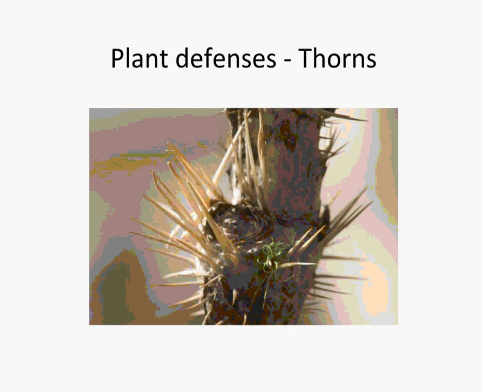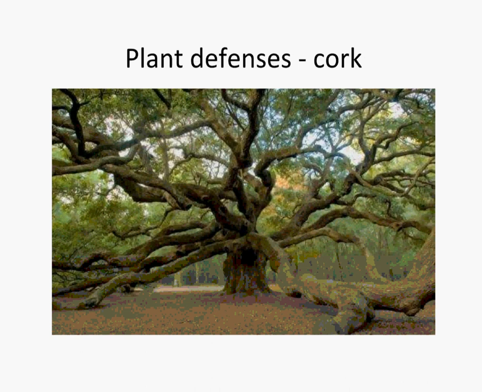They also have cork on the outside. Cork is just dead plant material, and that protects the plants from being rubbed against by other animals that like to rub on trees and can hurt the trees.